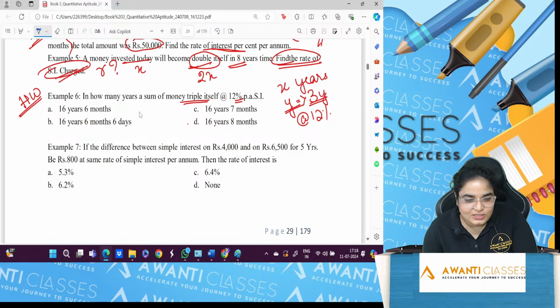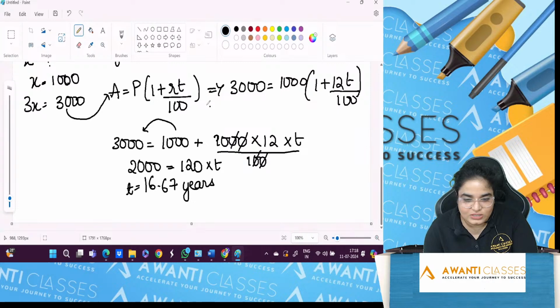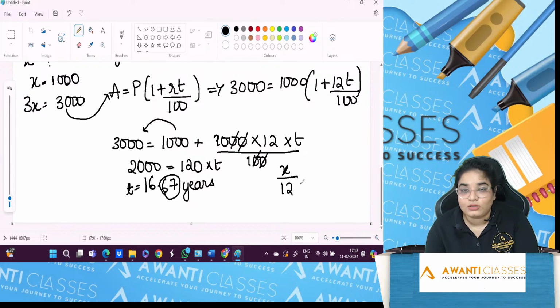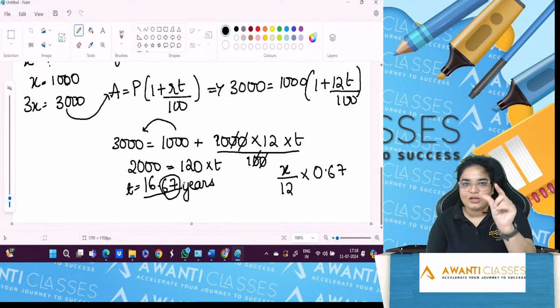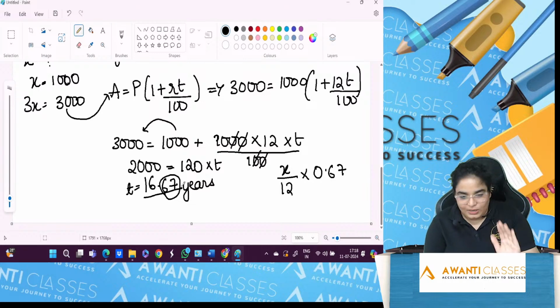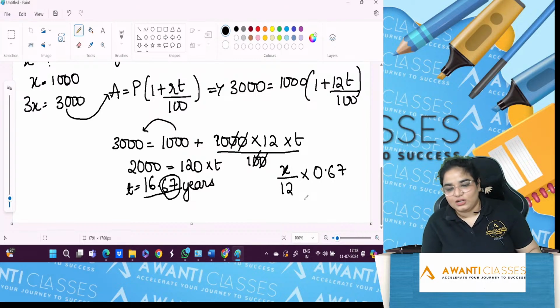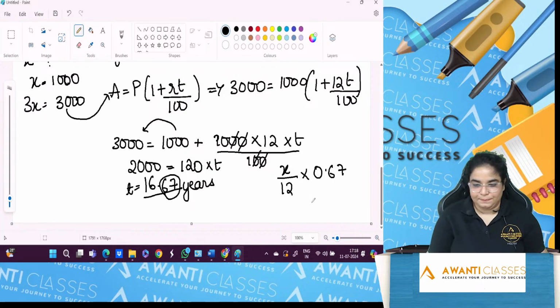Do you find any 16.67 here? No. So, how will you find out what it is? 0.67 is what? How many months in a year? 12. You want to find out x months into 0.67. Why not 16.67? 16 full years plus 0.67 years. So we'll do this. How much will that come out to?